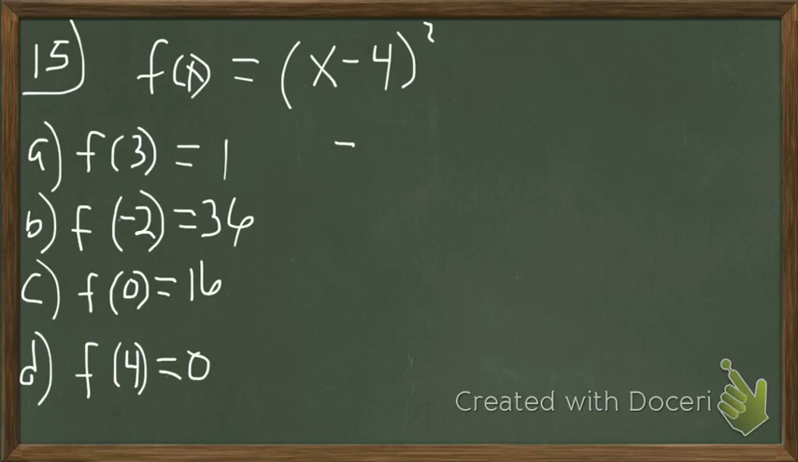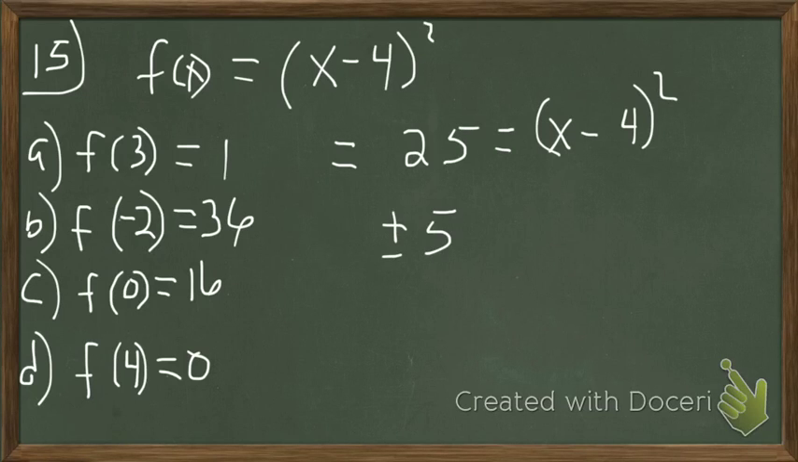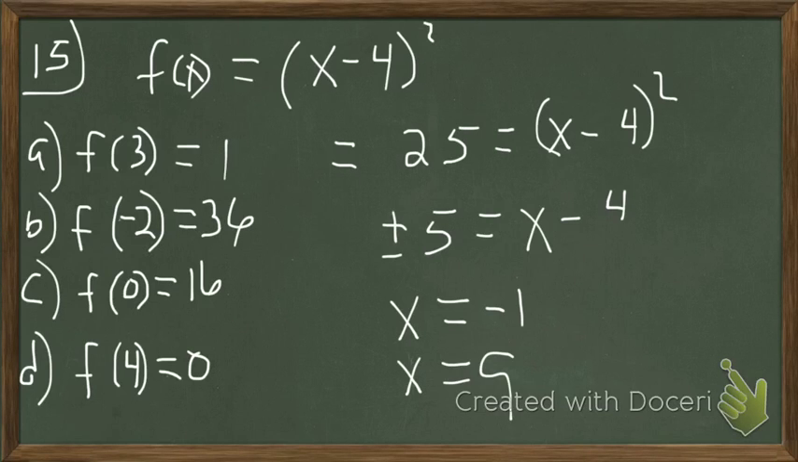And E, 25 equals (x minus 4) squared. So plus or minus 5 equals x minus 4. So x equals negative 1 or x equals 9.